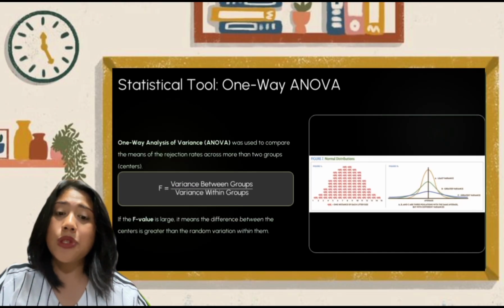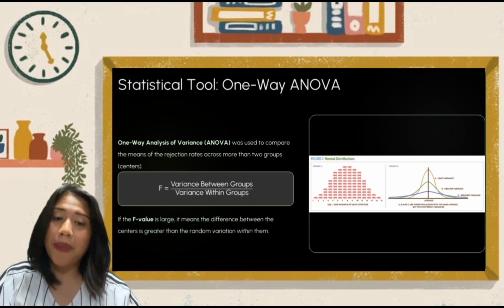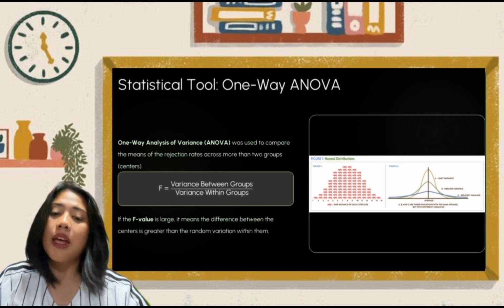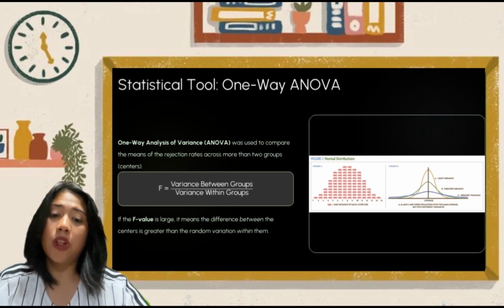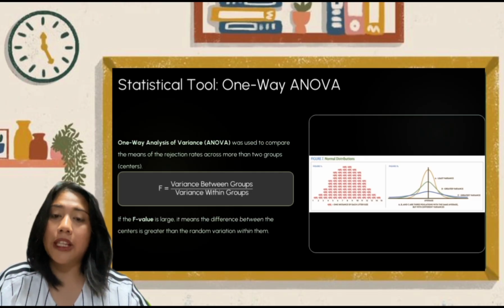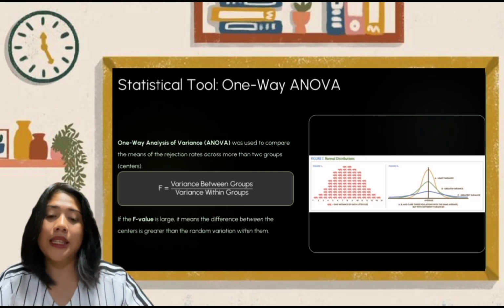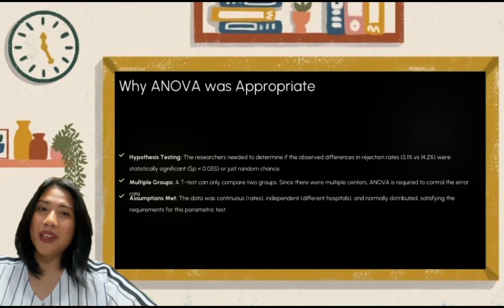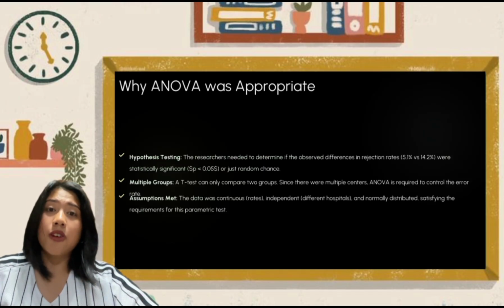The study used one-way ANOVA to compare the film rejection rates among the different centers. ANOVA is used when we want to compare the means of more than two groups, which makes it the correct tool for this multi-center study. So why was the ANOVA used?